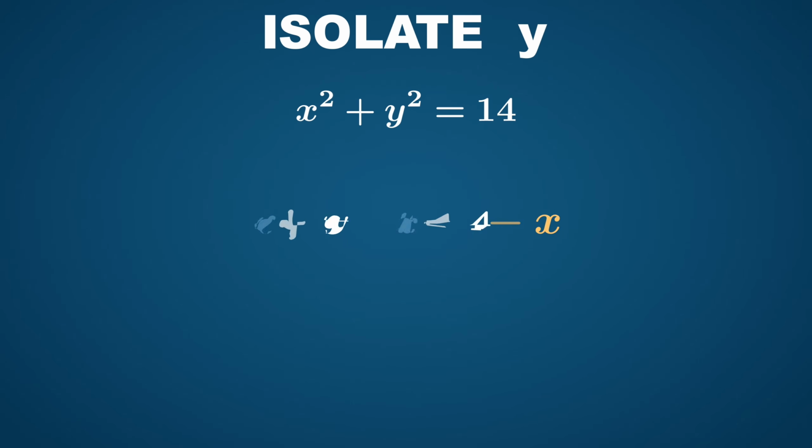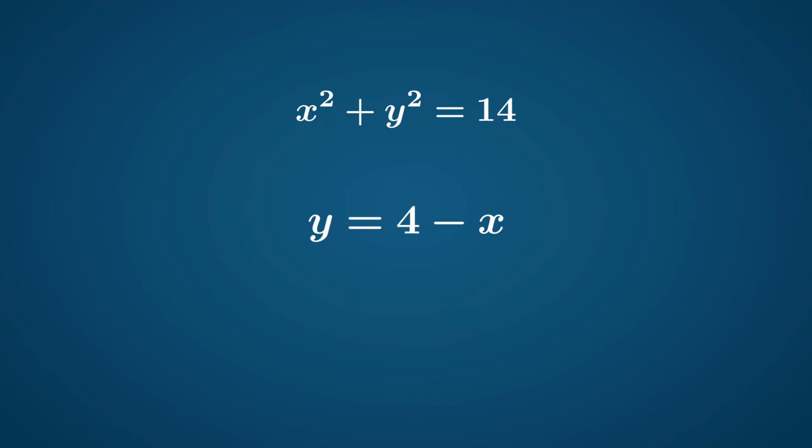On the left side, we have x plus y, and we subtract x. The positive x and negative x cancel each other out exactly to 0, leaving only the variable y. On the right side of the equation, we had a 4, and we must subtract x from it, which gives us the expression 4 minus x. We have now established a direct relationship. We can state that y is exactly equal to the quantity 4 minus x.